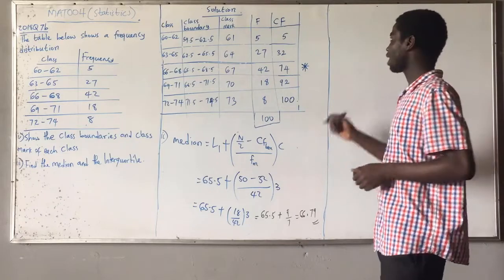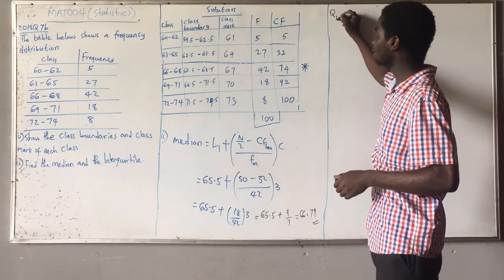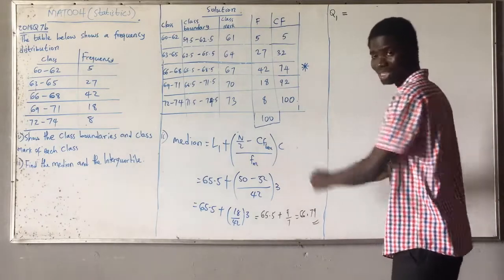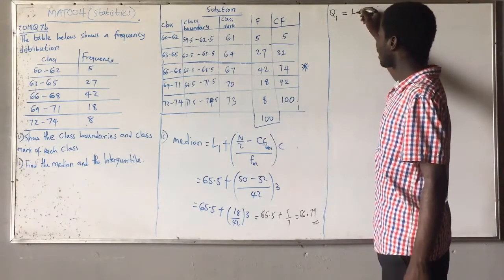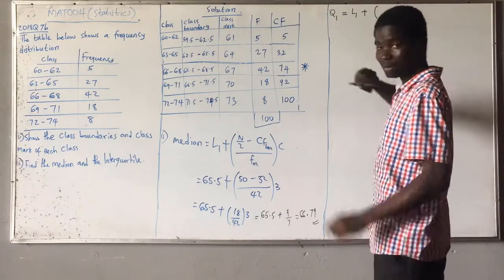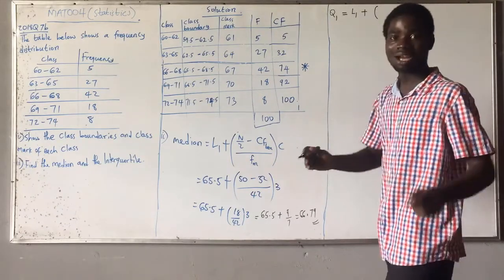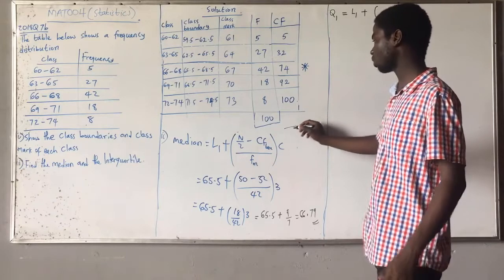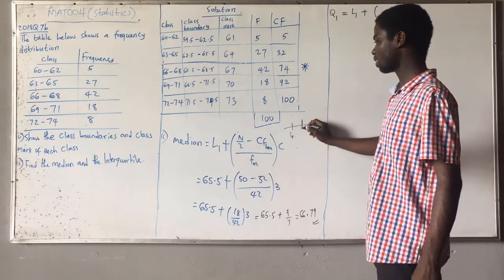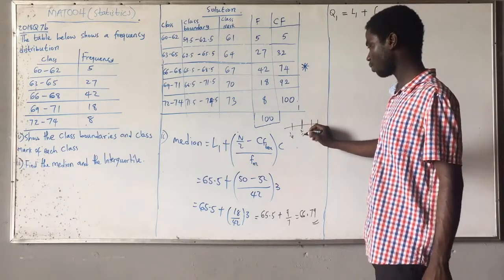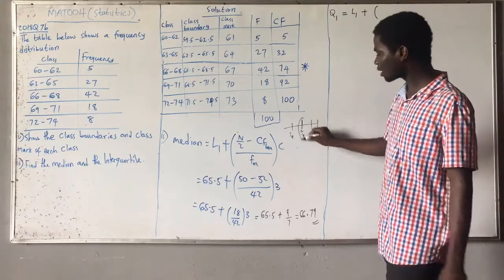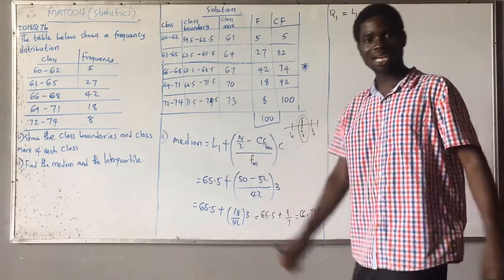What is interquartile? You want to find Q1. What is the formula for Q1? Q1 is like the median. Q1 is also L1 plus something. Now, Q1 is 1 over 4. Listen, quartile is quarter. You divide a distribution into 4: 1, 2, 3, 4. The first quartile is 1 over 4, the second quartile is 2 over 4, the third quartile is 3 over 4. So the second quartile is what we call the median.